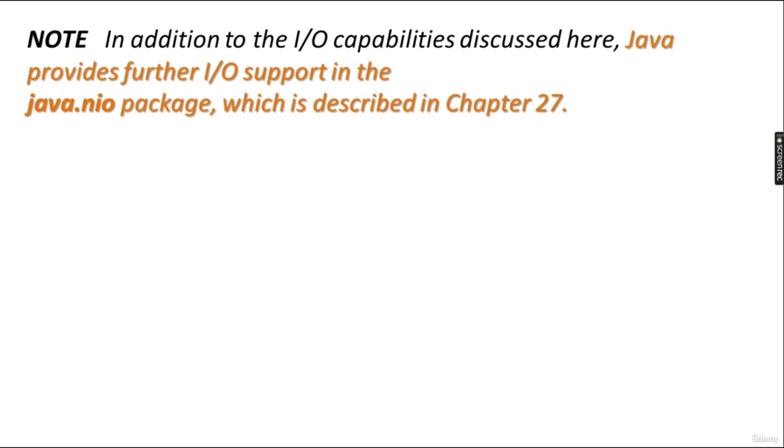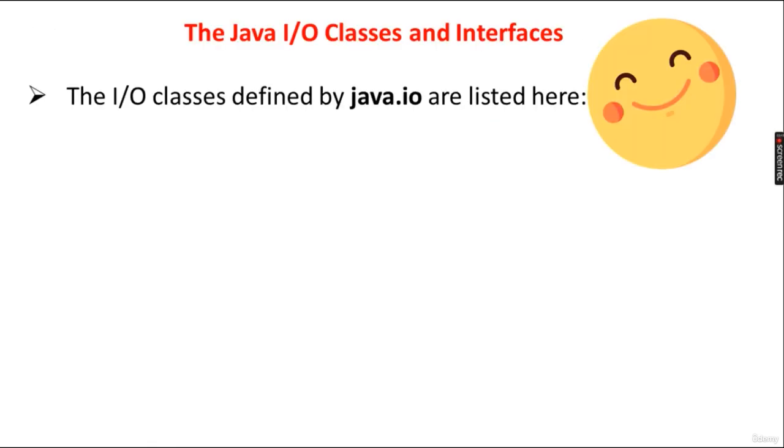In addition to the input-output capabilities, Java provides further input-output support in the Java NIO package. That package we will see in detail in the upcoming chapter 27. Now we will see the Java input-output classes and interfaces.